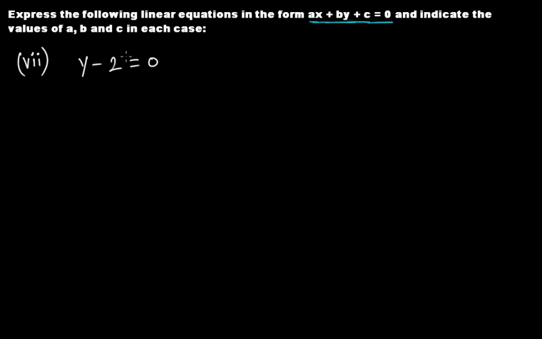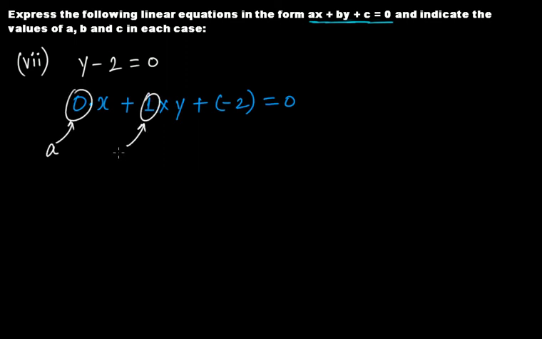Y minus 2 is equal to 0. Again, it's a linear equation in one variable. So if you have to express it in the form of a linear equation in two variables, that will be 0 multiplied by x plus, this is y, 1 multiplied by y, this is minus 2, so plus within the bracket minus 2 equal to 0. But this is still a linear equation in one variable, because your a cannot be equal to 0. Remember this one. Now this 0 is A, your B is 1, and your C is minus 2.